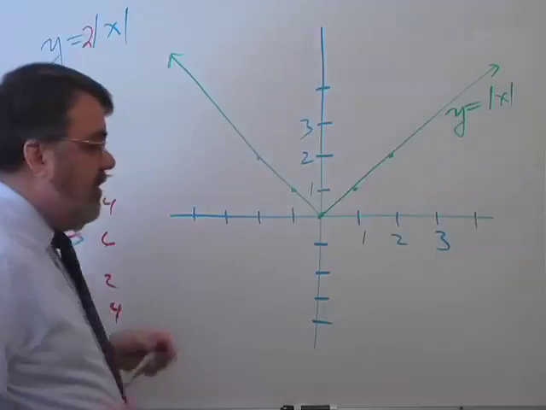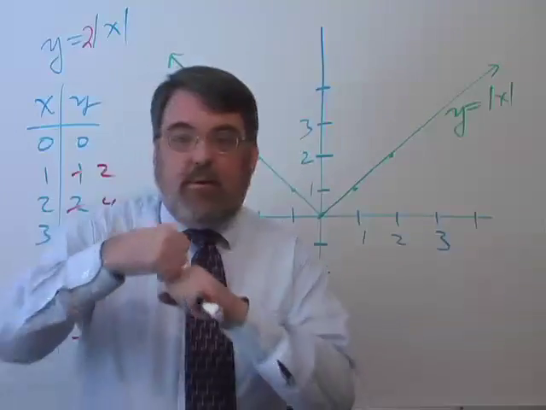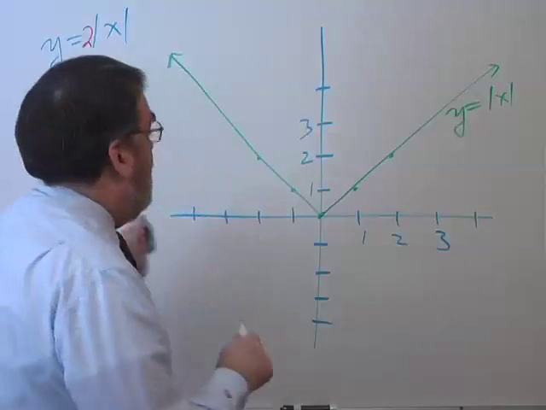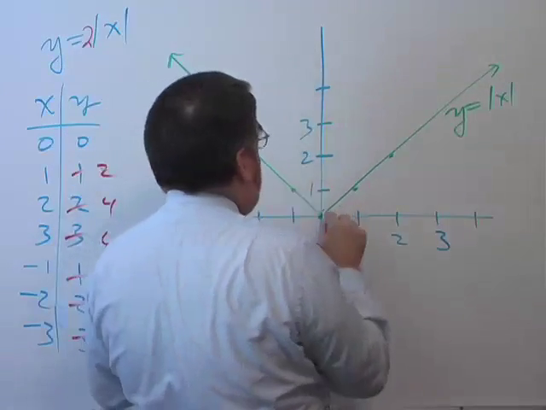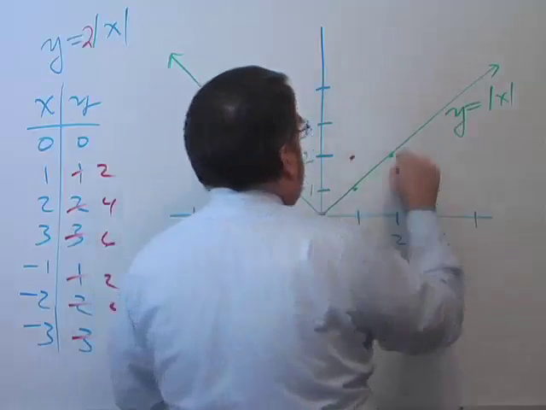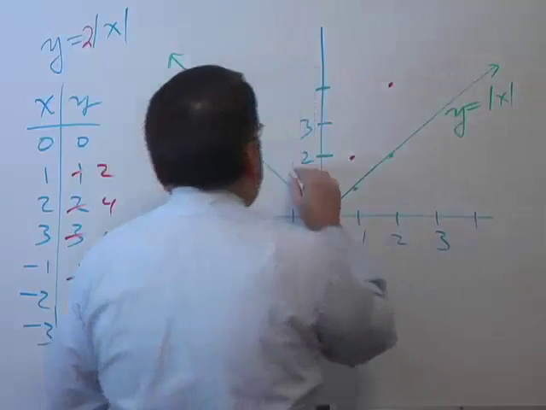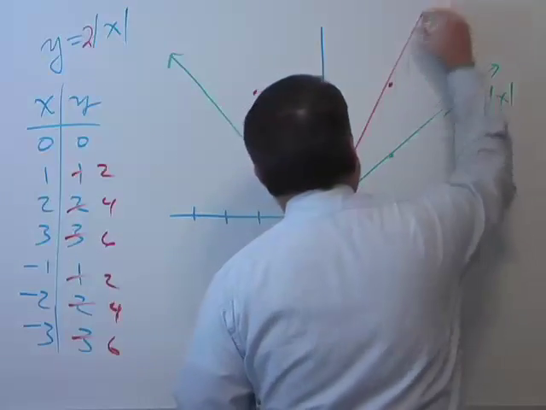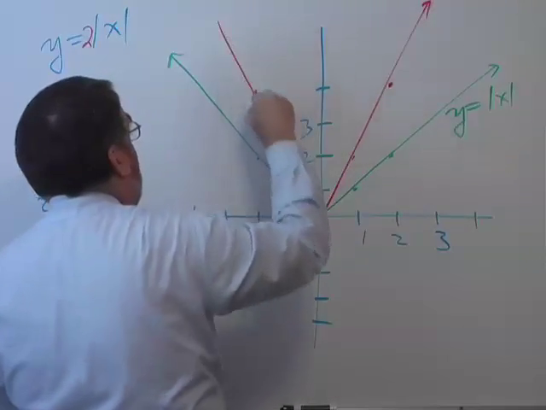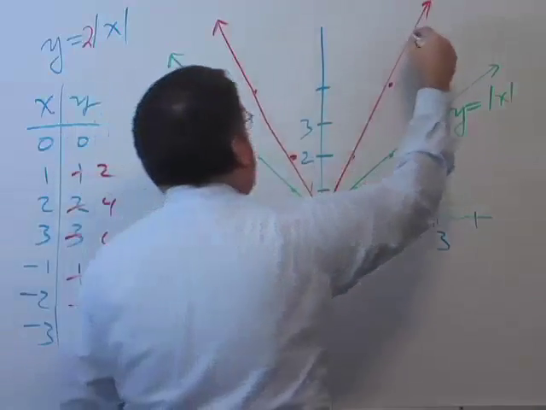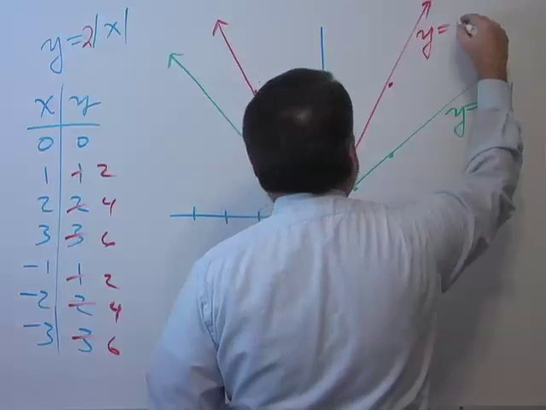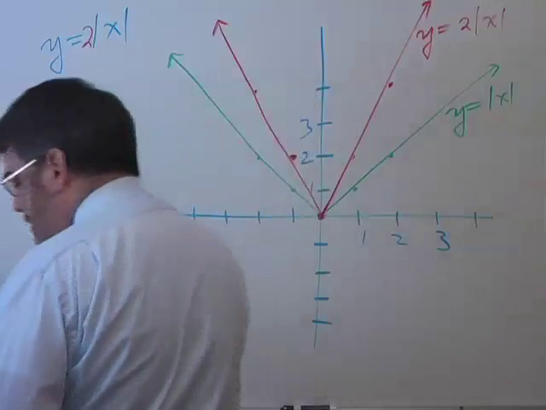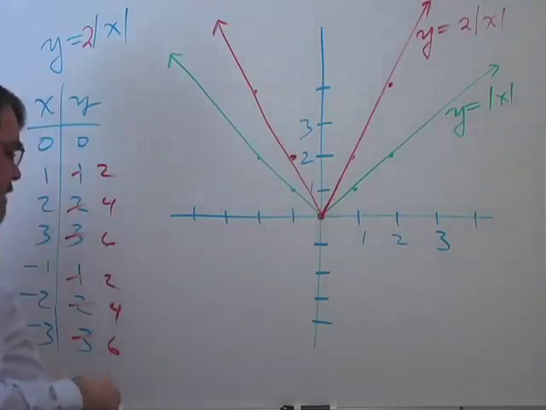So what would you expect happens when you double y values? Well, you end up stretching it vertically. And so we'll see that if you plot these points out, it's going to come out to be a narrower graph. So it looks something like this, approximately. So here is y equals 2 times the absolute value of x. There we go.